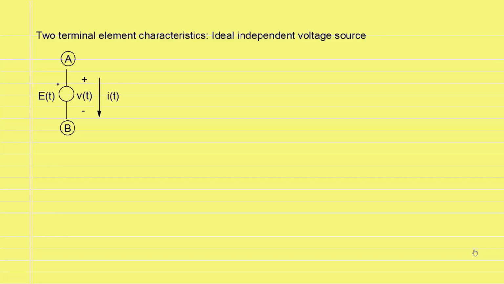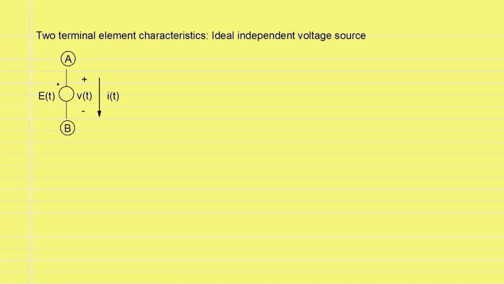The next two-terminal element that we will study is an ideal independent voltage source. The symbol for the source is shown on screen. It consists of a circle with a plus sign written next to one end of that circle. The value of the source is E of t and is written next to the source symbol. The voltage across the source is shown as V of t, and it is customary to use the same polarity for the reference direction of V of t to be the same as the voltage source.